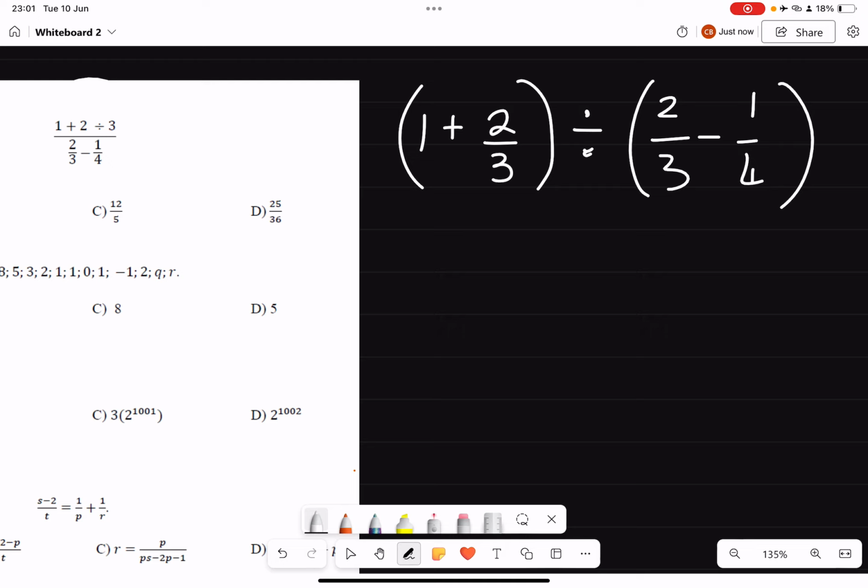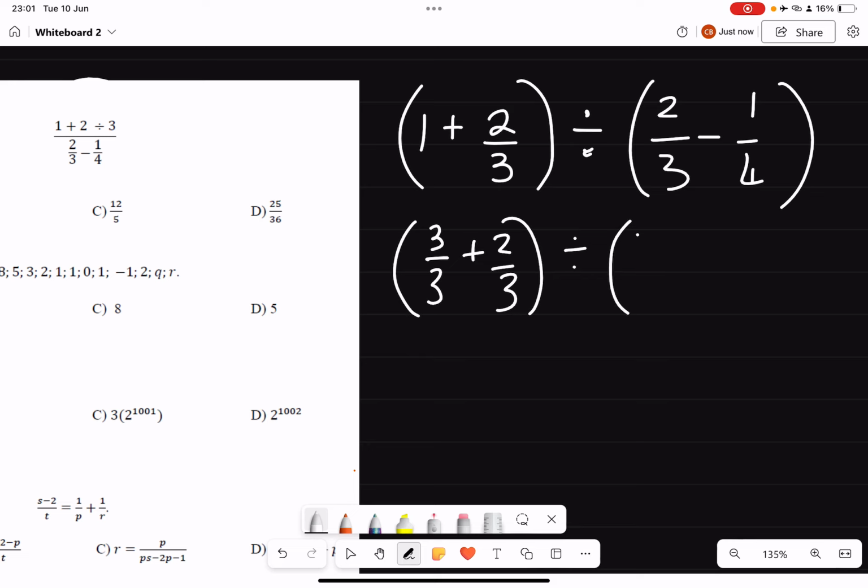I know that when I add or subtract fractions, I need to make the denominators common. So in this first bracket, which is the numerator, we can see that our LCD should be 3. So I must multiply this guy by 3, both top and bottom. And that is going to give us 3 over 3 plus 2 over 3 divided by.